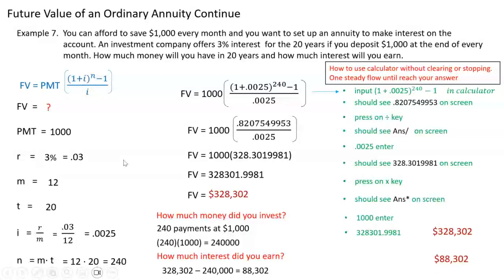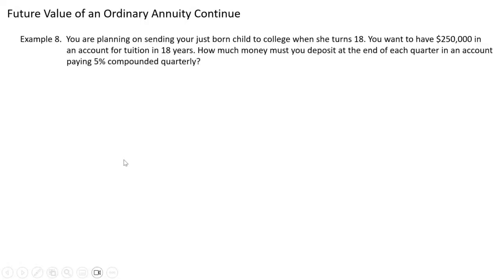Now let's do another example here. Again, you are planning on sending your just born child to college when she turns 18. You want to have 250,000 in an account for tuition, right? Yeah, so this is about right, maybe in 18 years. For tuition to attend college will be more exactly something like this, or a little bit more. But let's just say that you want to have 250,000 for one child to go to college. Let's see how much money must you deposit every quarter. Is my formula right?